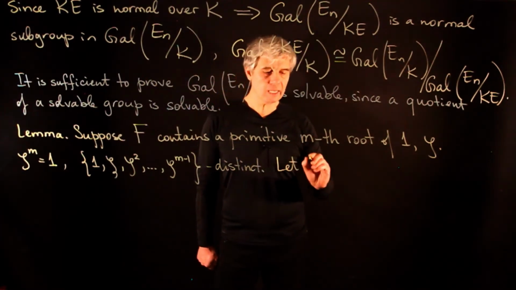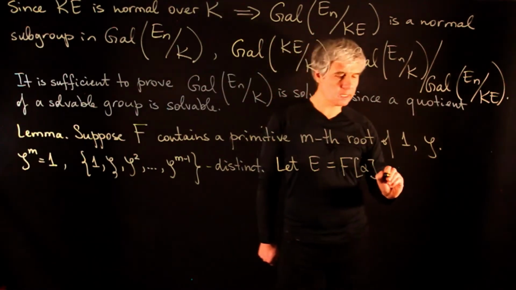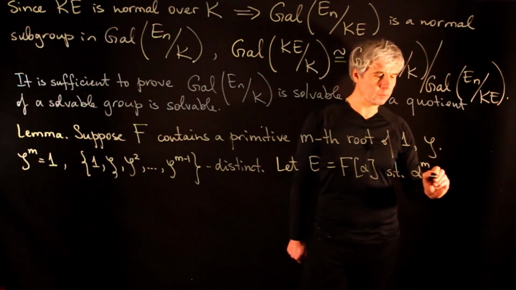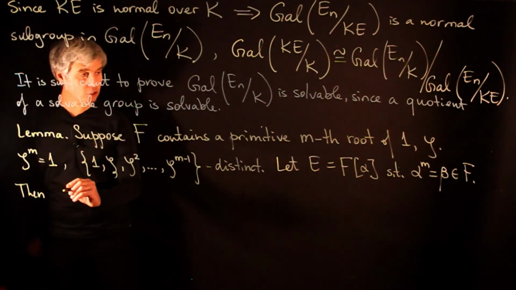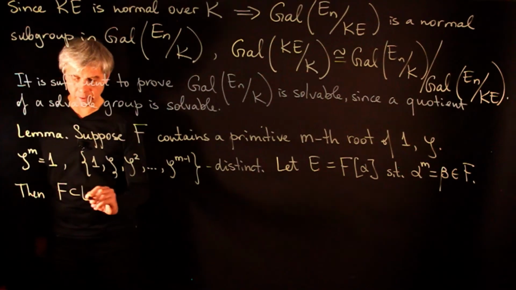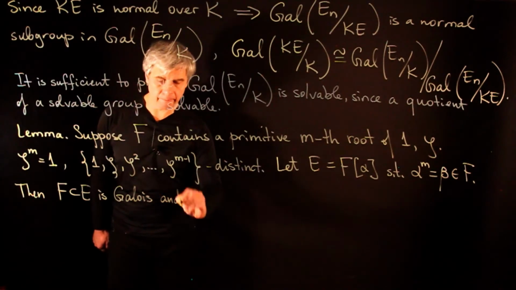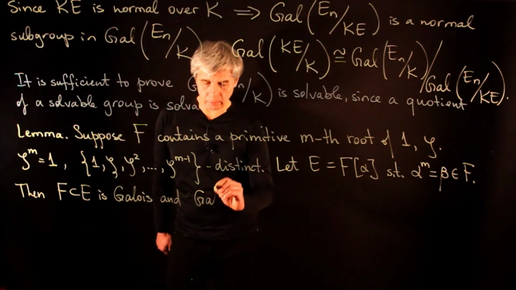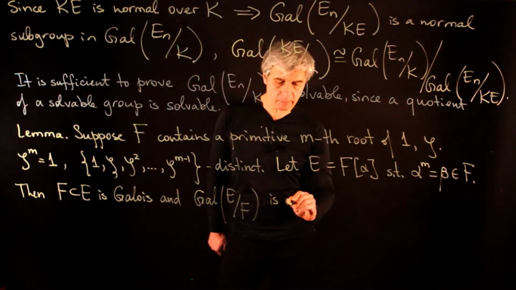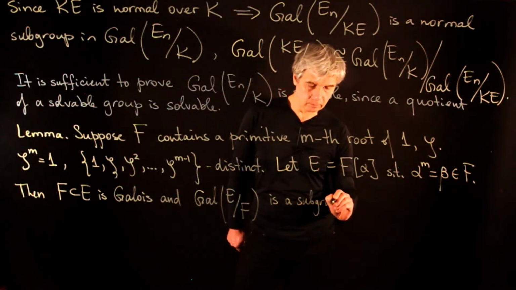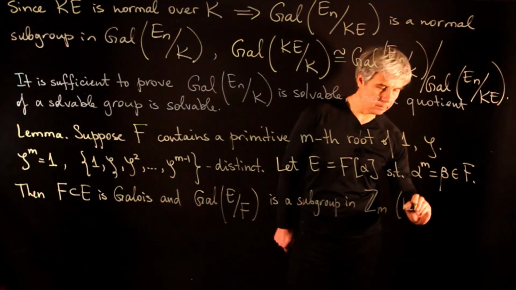And let E be F with an adjoined element alpha, such that alpha to the power m, which is beta, belongs to F. Then the extension of F to E is Galois, and the Galois group of E over F is a subgroup in the additive group Zm, and hence abelian.